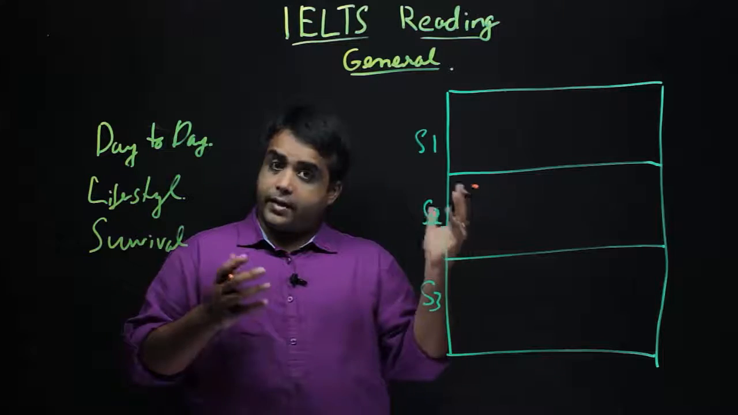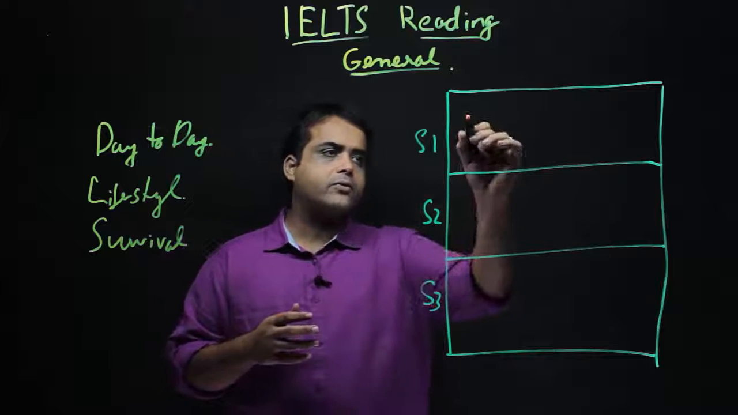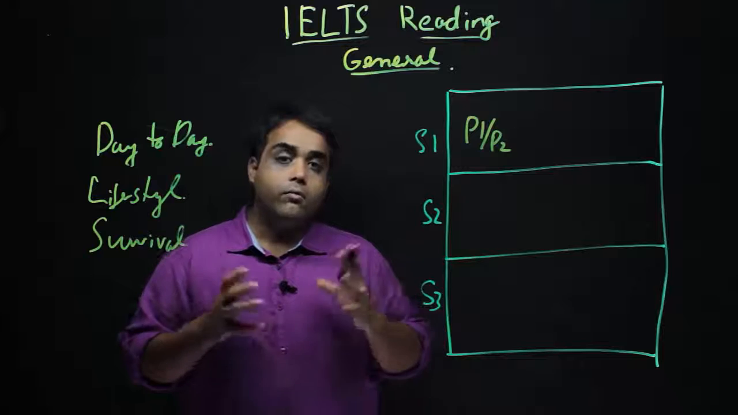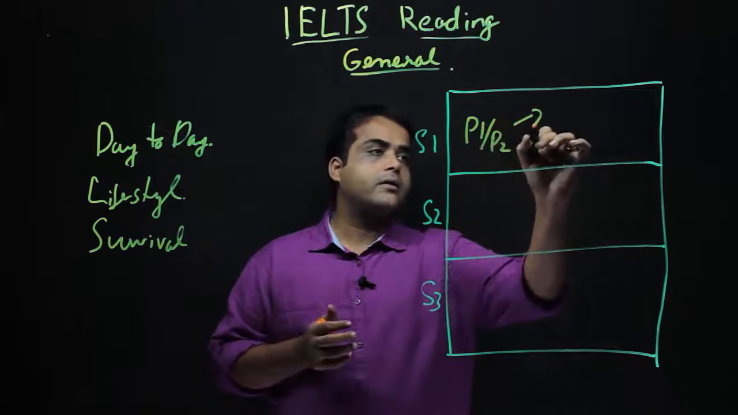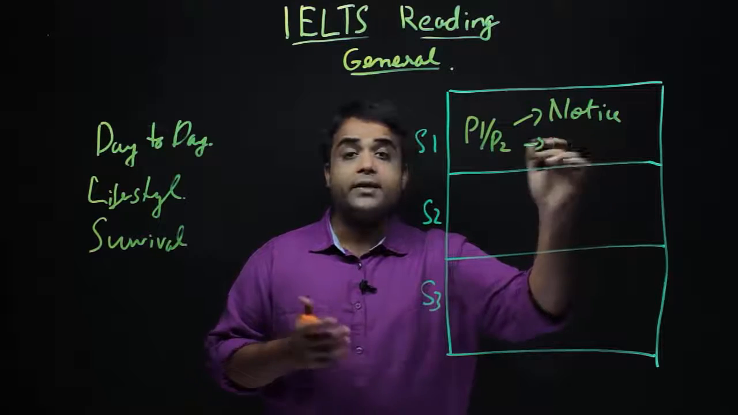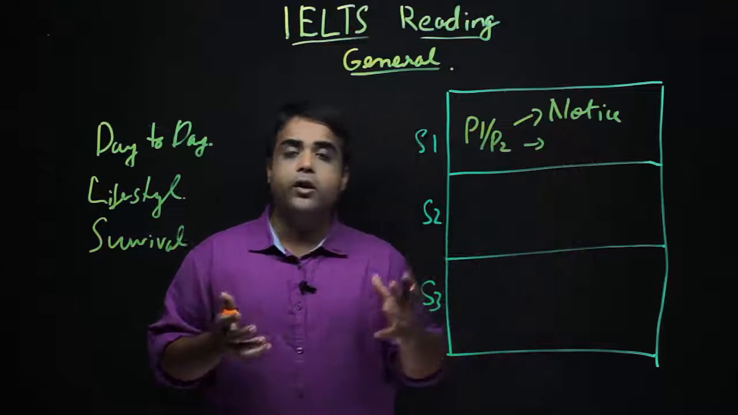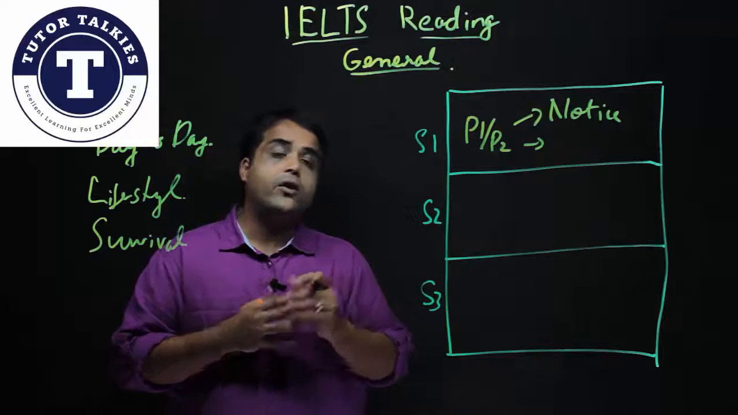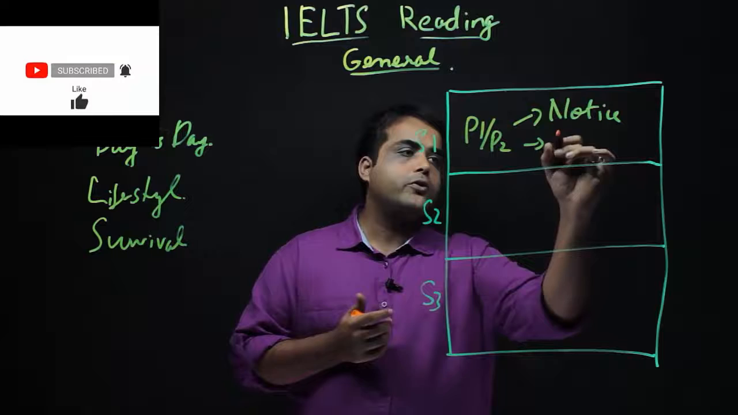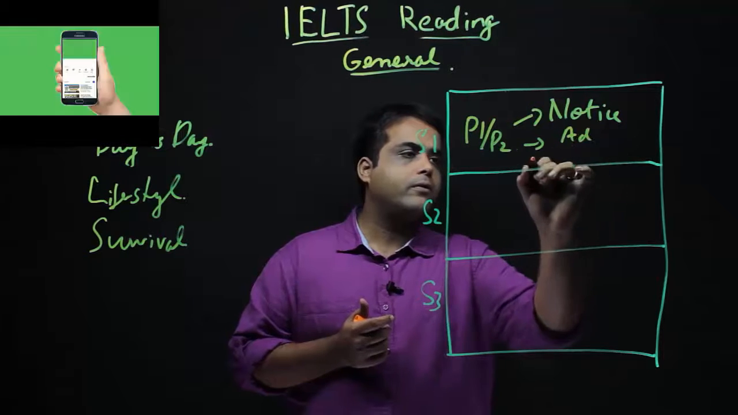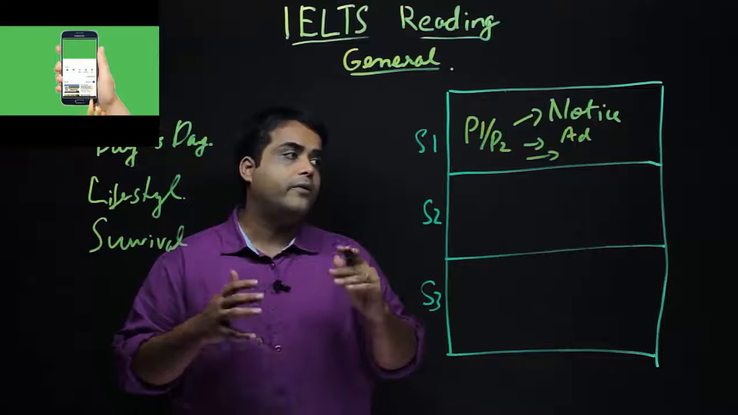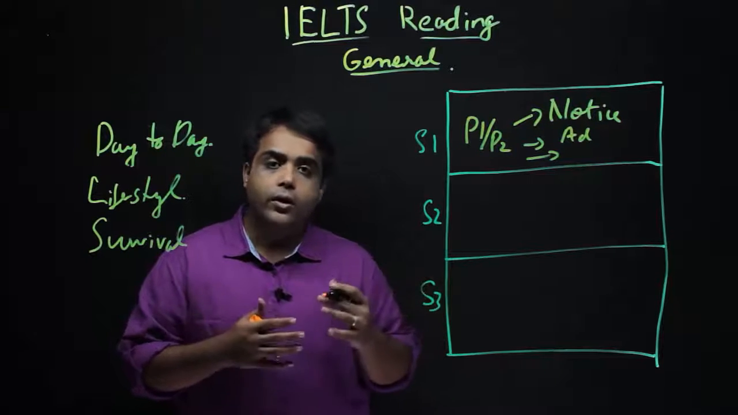In Section 1, like we said earlier, there are two passages. So what are these two passages based on? Mostly these passages are notices. They could be Yellow Pages ads. If you don't know what a Yellow Pages ad is, you can think of it as a newspaper classified ad also. It can have public notices, for example, if a certain construction is going on on a road, then how should you take a diversion.